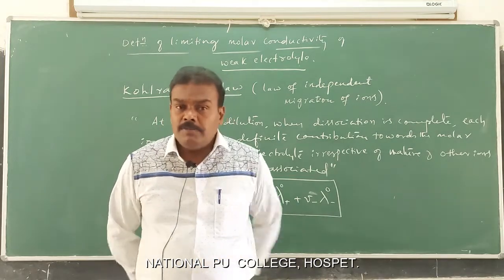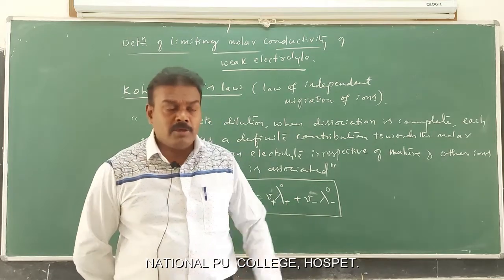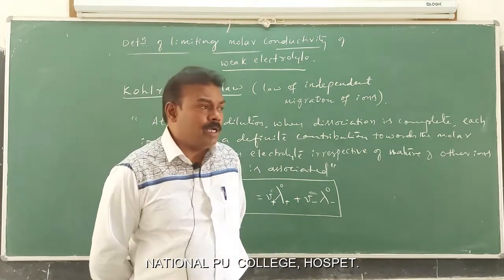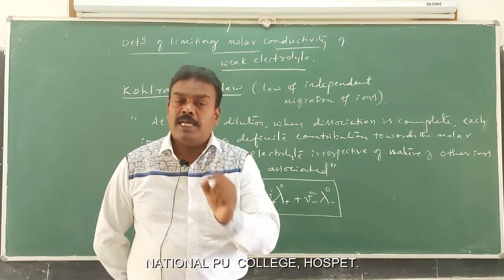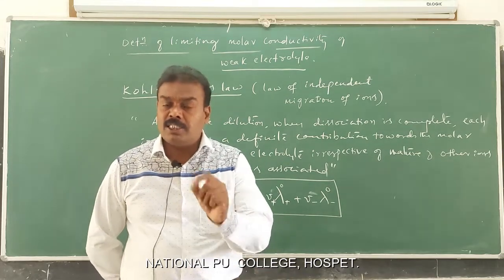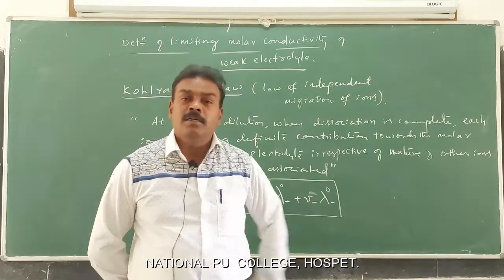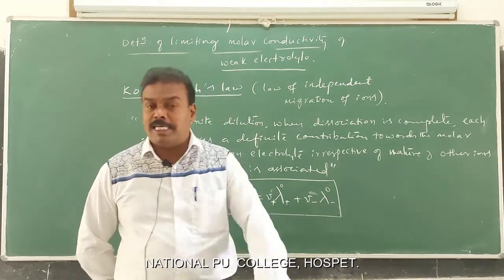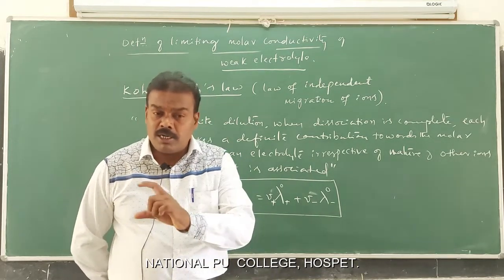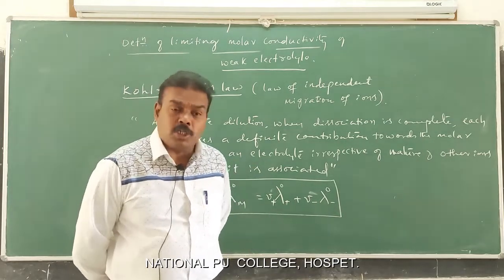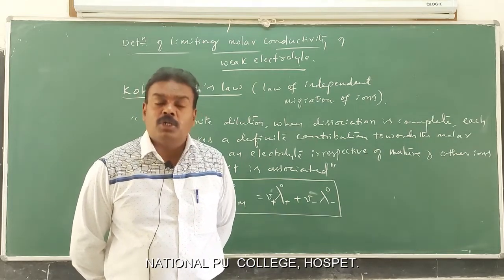As you already know, by the Debye-Hückel-Onsager equation, we know how to plot the graph, that is lambda m against square root of concentration. If you plot, we get a straight line. That is for the strong electrolytes. In the case of a strong electrolyte, the straight line approaches zero concentration, that is the y-axis. That is called the extrapolation method. By means of the extrapolation method, it is possible to determine the limiting molar conductivity of strong electrolytes.